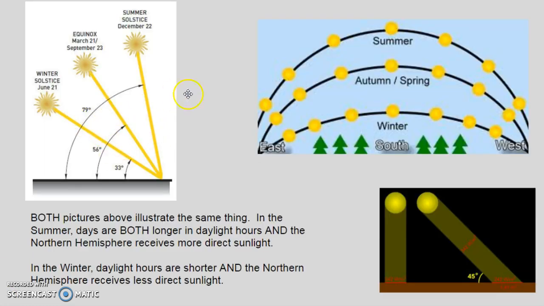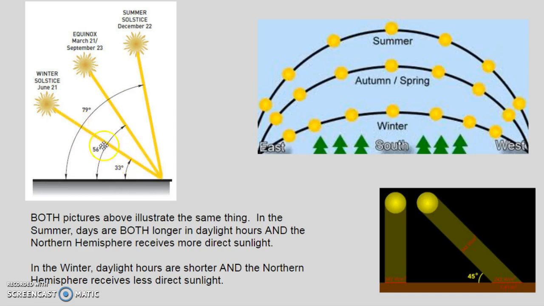The way we perceive the sun traveling through the sky, the arc, is going to change throughout the course of the year. Here's how. Both pictures above illustrate the same thing. In the summer, days are longer in daylight hours, and the northern hemisphere receives more direct sunlight. In the winter, daylight hours are shorter, and the northern hemisphere receives less direct sunlight. When this says winter solstice, you have to be careful, because this is talking about the southern hemisphere picture here. I didn't catch that before. But we can still use the angles to see this.